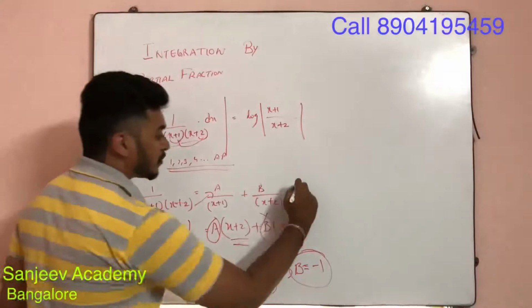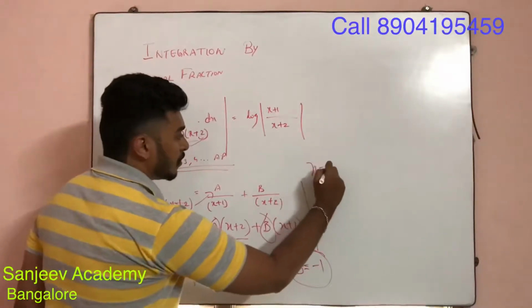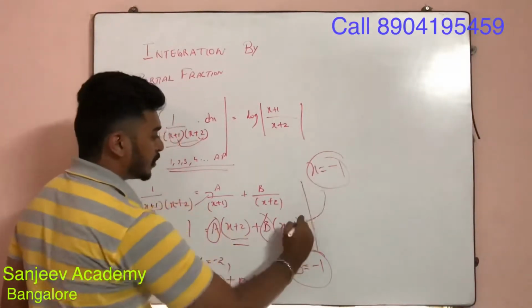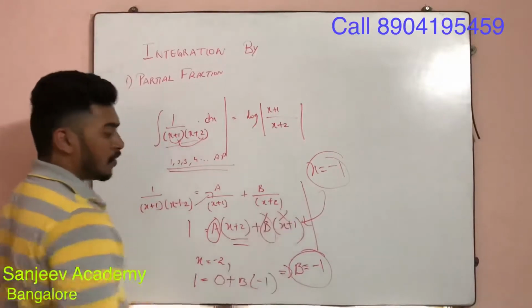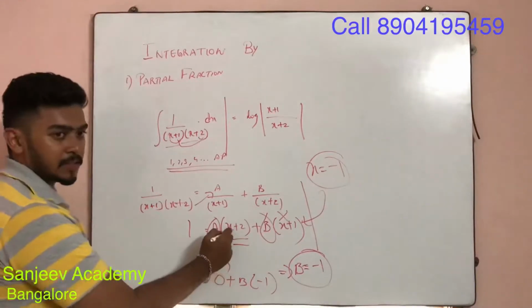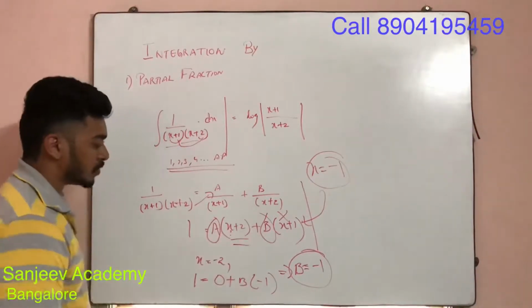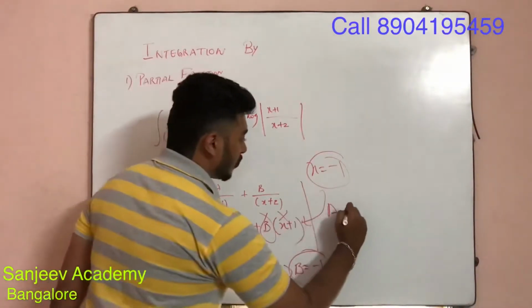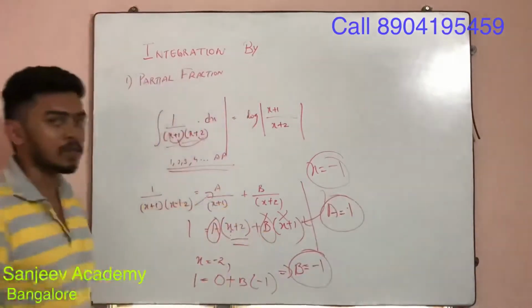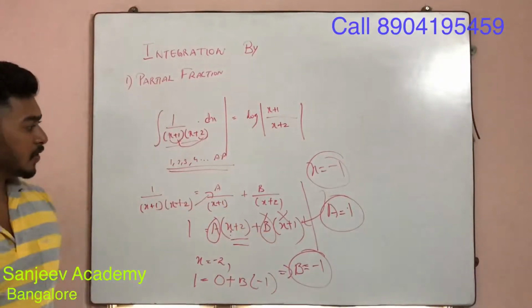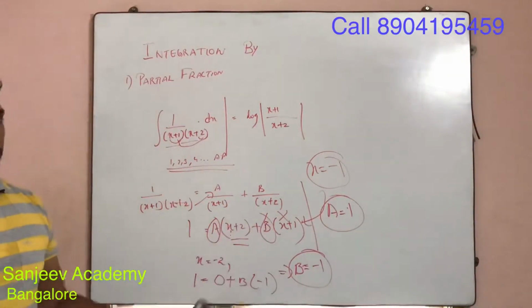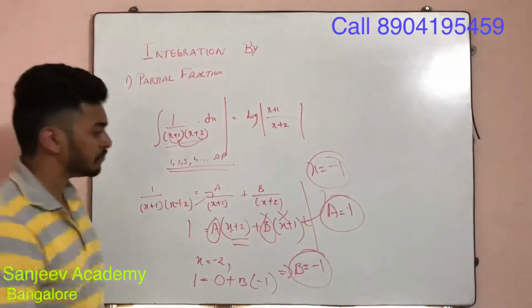Now put x is equal to minus 1. If you put x is equal to minus 1 in this particular equation, B will be gone. So x plus 2 is nothing but minus 1 plus 2, which is 1. So A is equal to 1 respectively. So we got the values: A is equal to 1 and B is equal to minus 1.